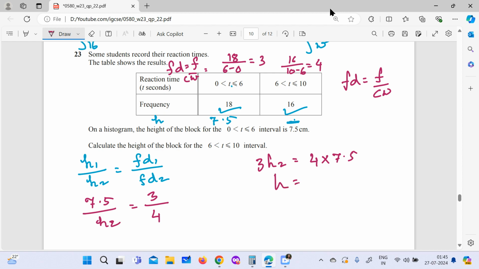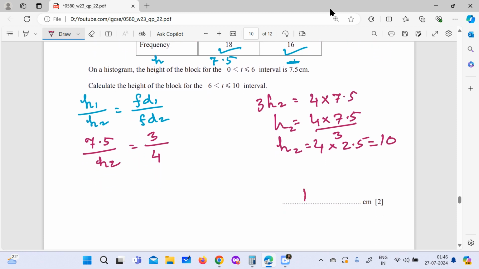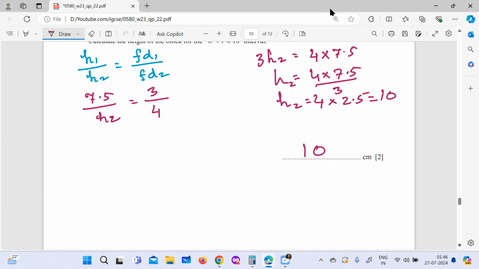So h2 equals 4 times 7.5 over 3. Okay, so you get h2 equals 4 times 2.5 and that is 10. Yes. So you got the height as 10. Okay. So remember these ratios, important. Now let's go to the next question.